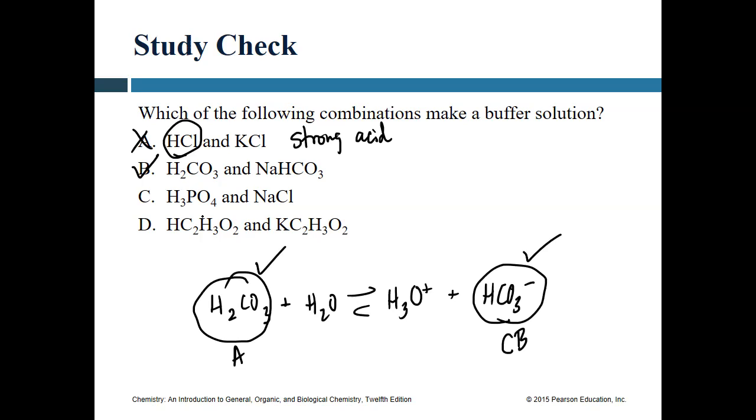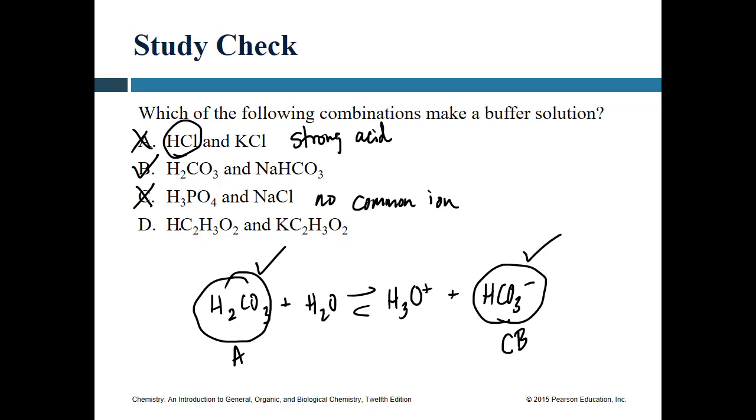All right, what about phosphoric acid and sodium chloride? Okay. Answer there is no, because there's no common ion. I would need some form of the phosphate ion here to make a buffer. Because again, I need to have some place for that back reaction to go.